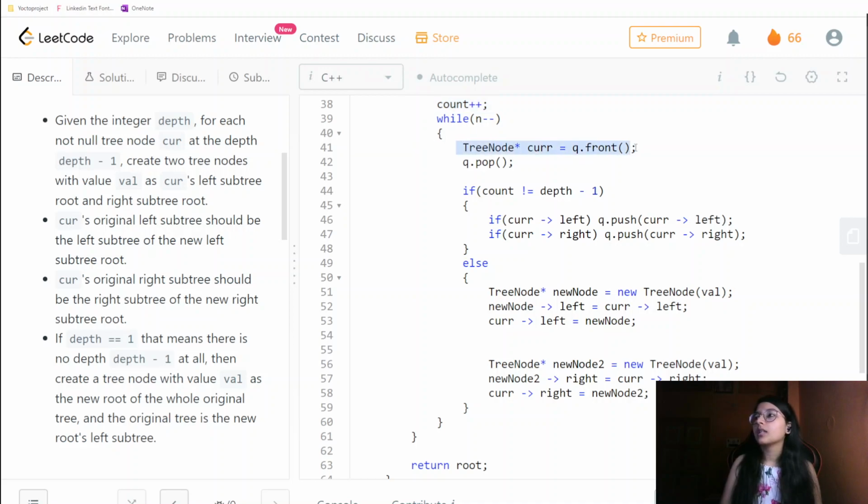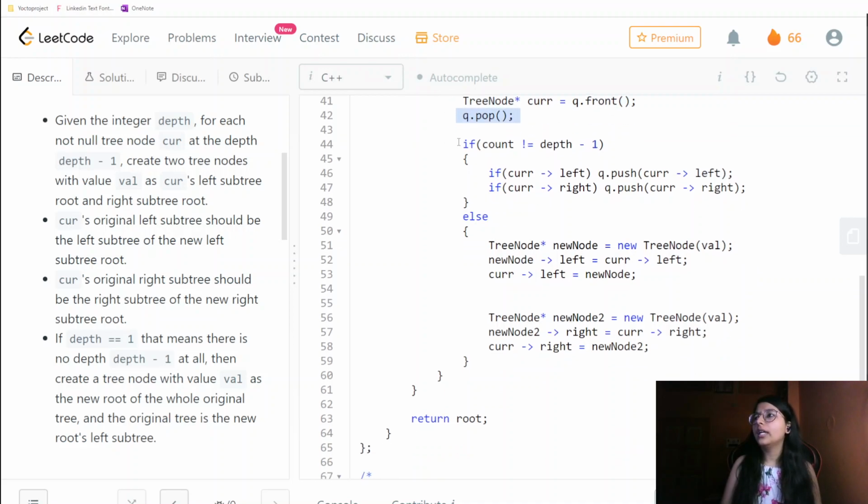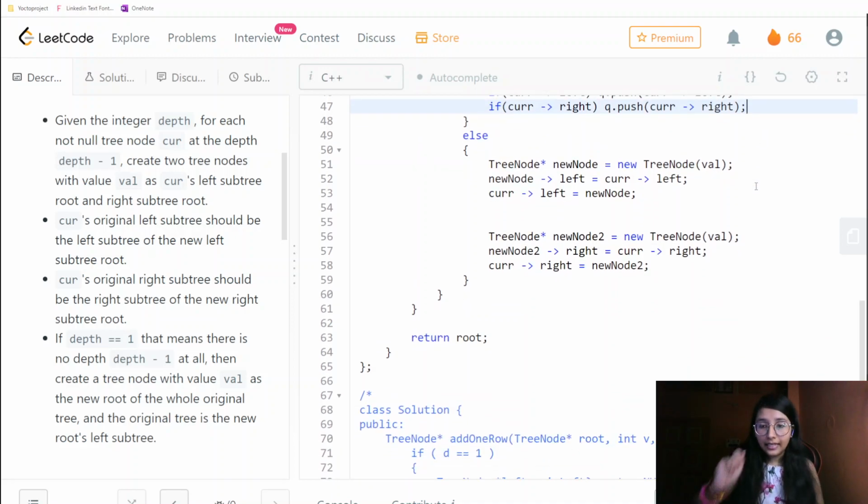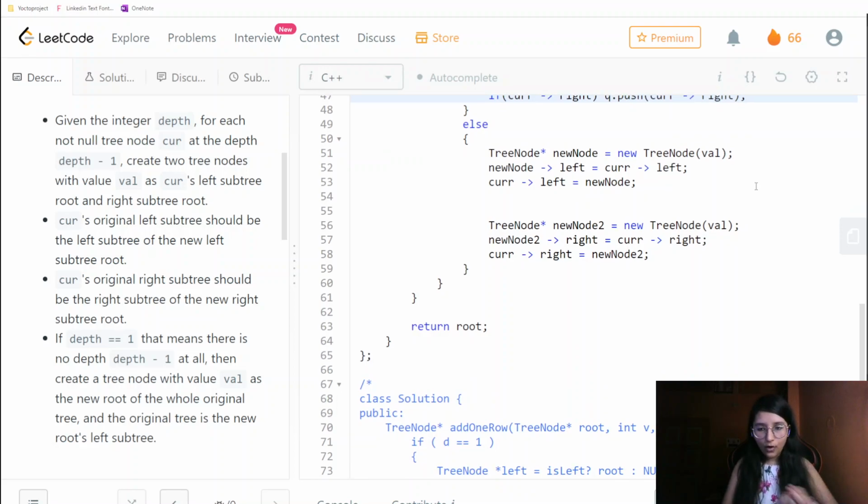And then here for processing of the front node, if our count is not equals to depth -1, means presently we hadn't reached at that depth, so in that criteria, we will be pushing to our queue both of the left and right. Else, if we reach the depth -1, then we are required to form our new tree. So here we are doing those steps only. Means first we are creating a new node, and then towards the left of that new node, we are basically equalizing with the current left.